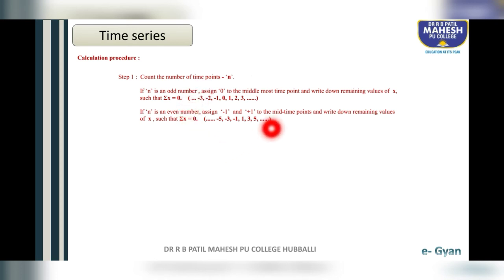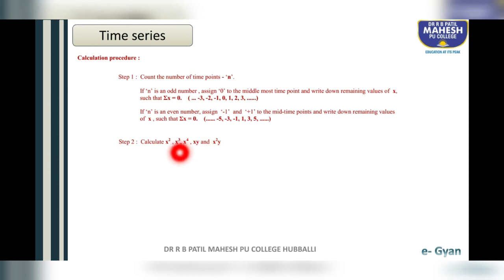Students, you already know that in the straight line trend equation also we have to follow this. If n is an odd number, write 0 as the middle value. If n is an even number, in the middle you have to write minus 1 and plus 1. After writing the x values, students, step 2 is to find the constant values a, b and c.